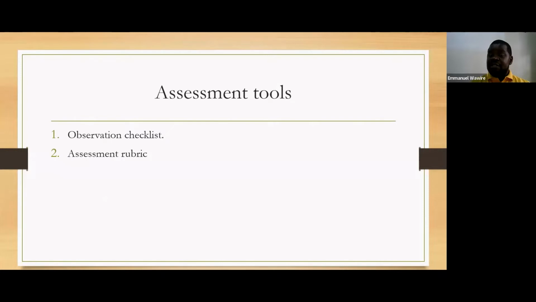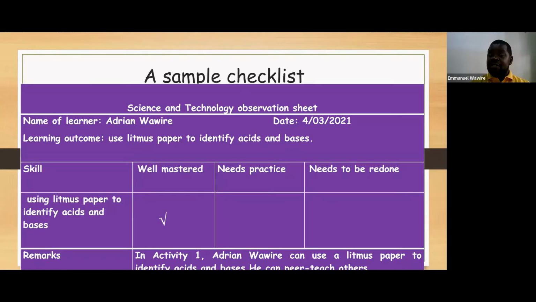Now, there's a sample checklist here that I've prepared, and you can see this sample checklist is actually insisting on if the learner has understood the skill. The skill in this particular learning outcome is using litmus paper to identify acids and bases. That's the skill. So this sample checklist will apply to all the learners in your class. Here, I've given an example of a learner by the name Emmanuel Awire. So you check, is Emmanuel Awire able to use litmus paper to identify acids and bases?